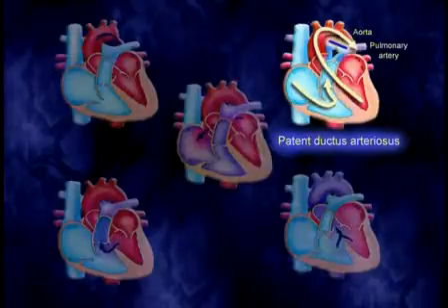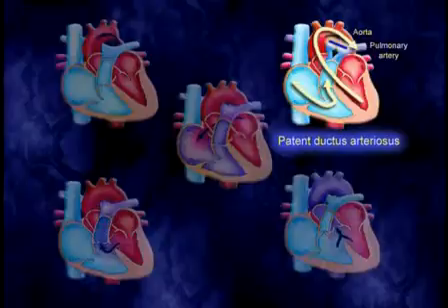This can sometimes be done laparoscopically through the ribs. Just go in, find the patent ductus arteriosus, put a clip on it, the operation's over, baby is cured. It's really quite a wonderful thing to be able to do for the baby.